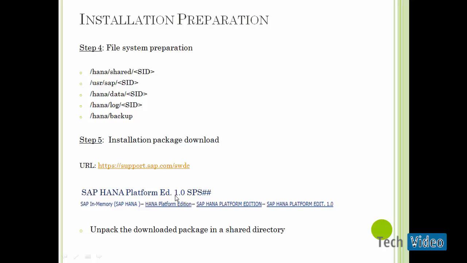Choose SAP HANA platform, that is SAP in-memory SAP HANA. Under that, you have to choose HANA Platform Edition and HANA Platform Edition 1.0. There you will get the packages for the particular release that you want. It could be support package stack 7, 8 or 9, where 9 is the latest available in the market. Download all the packages. There could be 3 packages or 2 packages for that particular support package stack. Download them and unpack them so that you will get all the subdirectories.